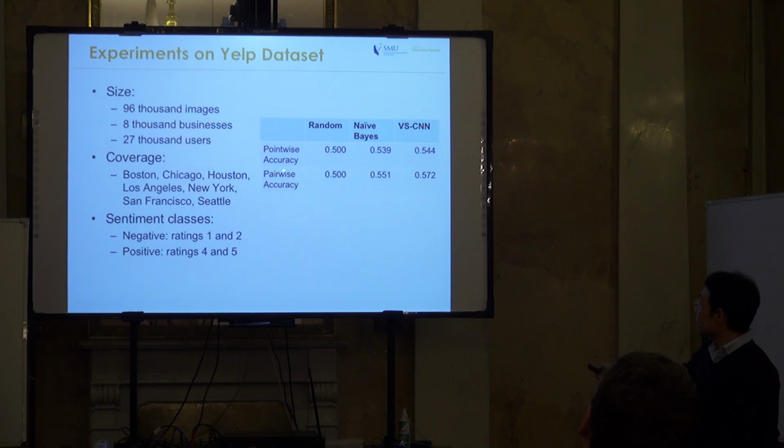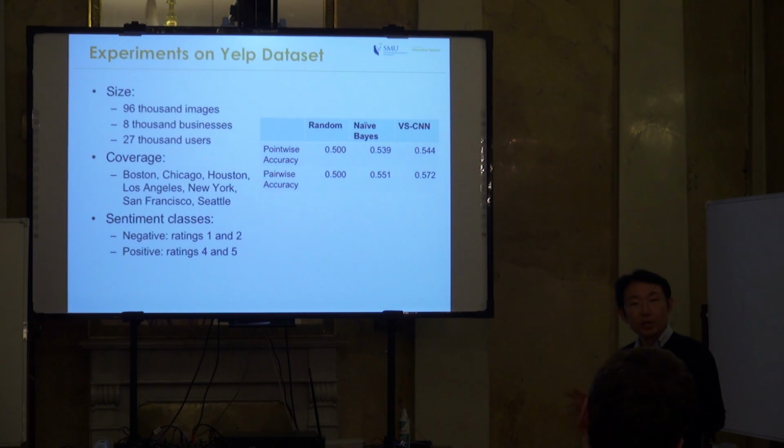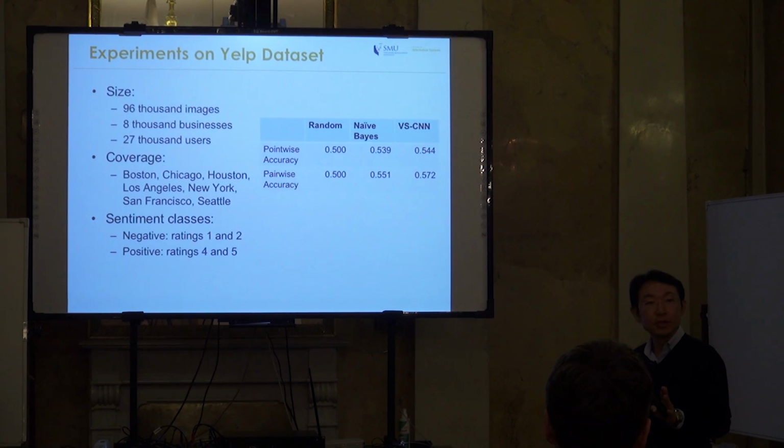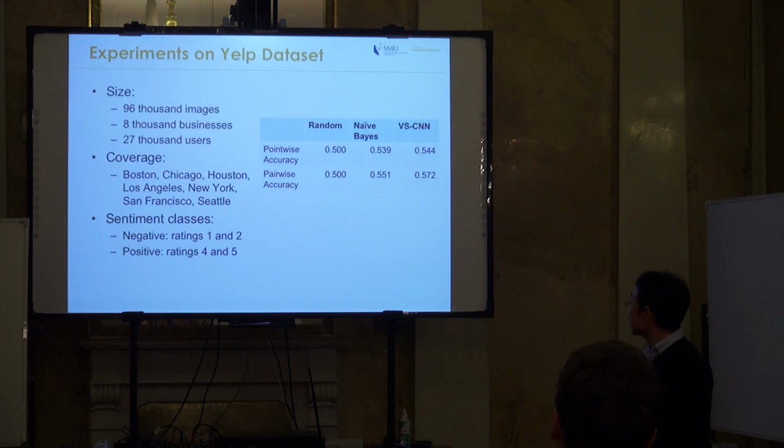A different metric is pairwise accuracy, which means that we gave the model two images, one positive and one negative, and then asked it to compare which one is more positive. That's an easier task, so that's why the number is a little bit higher. Here we get a little bit of a performance improvement over the naive Bayes, but not by very much. Later we're going to talk a little bit about how to improve it further.